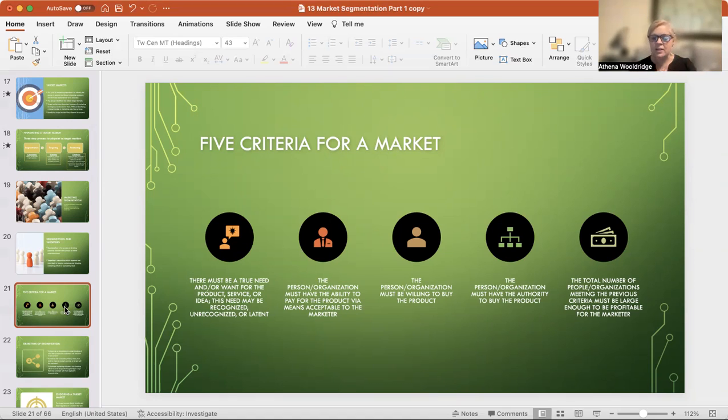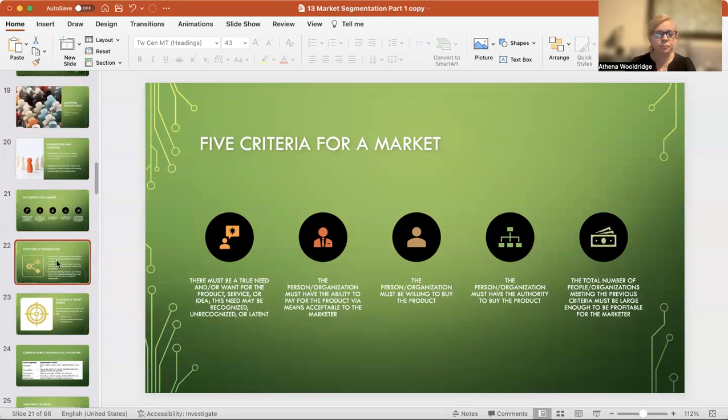And then finally, the total number of people or organizations meeting all of these 4 criteria, they must be large enough to be profitable. And that constitutes a market. When you're thinking of your subscription boxes, if it's so narrow that you can't meet these 5 criteria, you don't have a product in a market. So you need to think through these things as well.